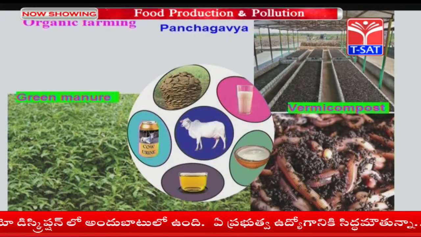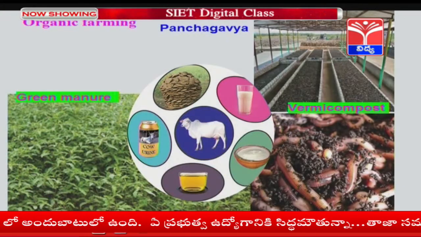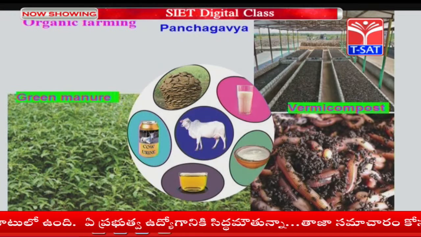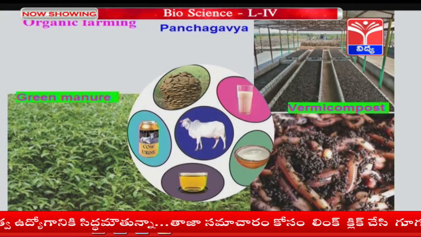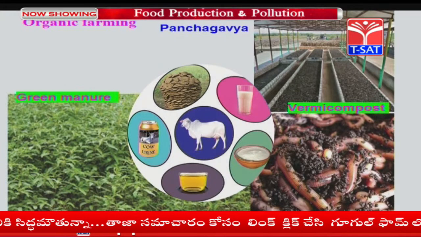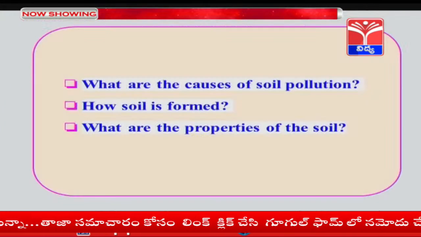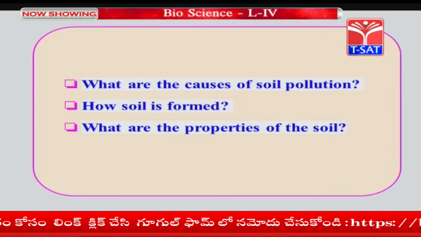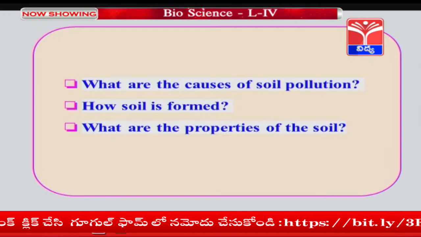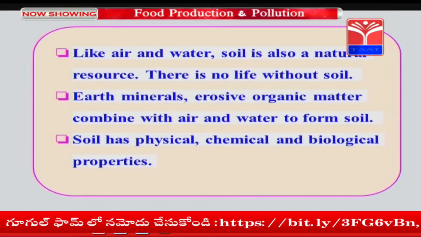Organic farming. Yields can be achieved by using organic manure, green manure, panchagavya, vermicompost and natural pest control methods. By this, soil is protected from pollution. What are the causes of soil pollution? How is soil formed? What are the properties of the soil?